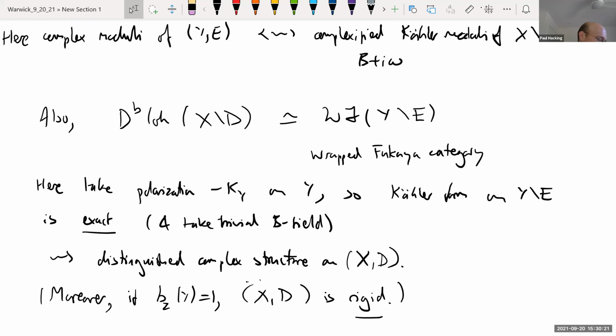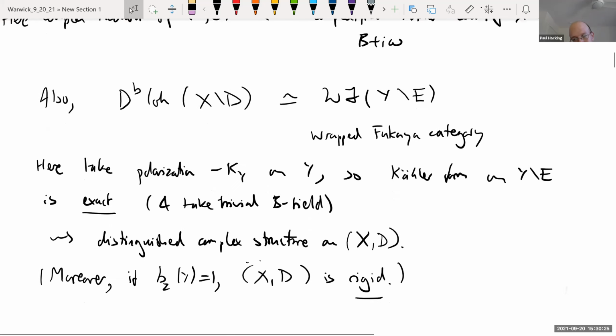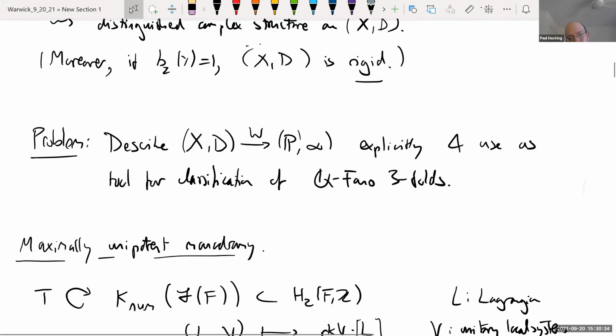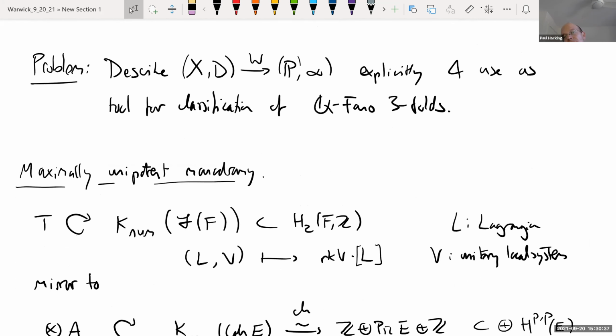Okay, so those are some basic assertions about this mirror correspondence, which are not really new. These are known, I think. I'm just reviewing work of others mostly, especially Aru. And that's the setup, and our problem is that I would like to describe this complex mirror of a symplectic Fano as explicitly as possible, and hopefully use it as a tool to classify Q-Fano threefolds.